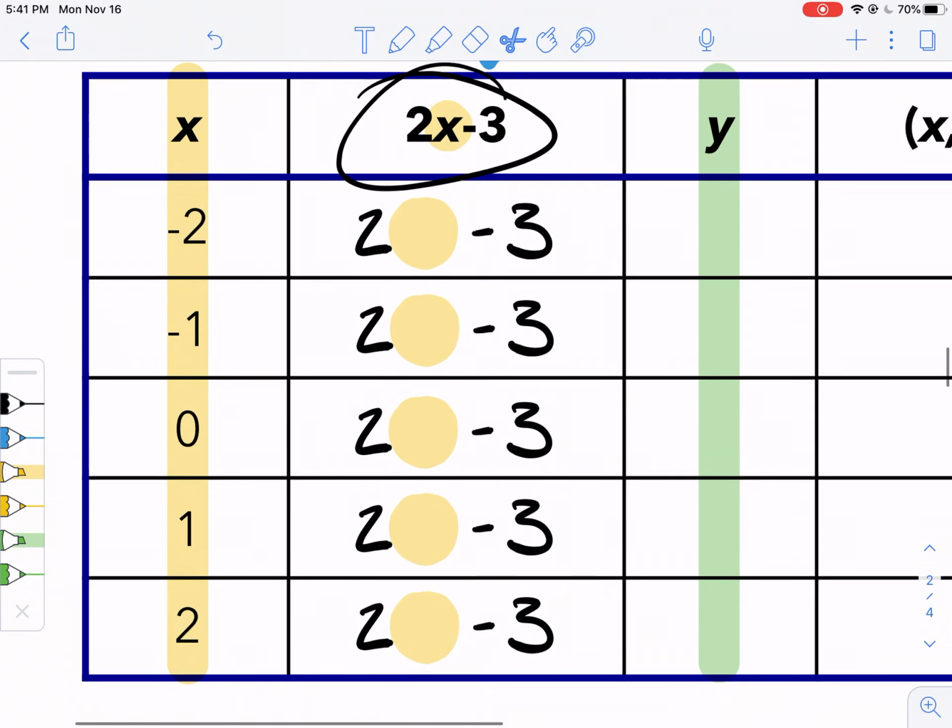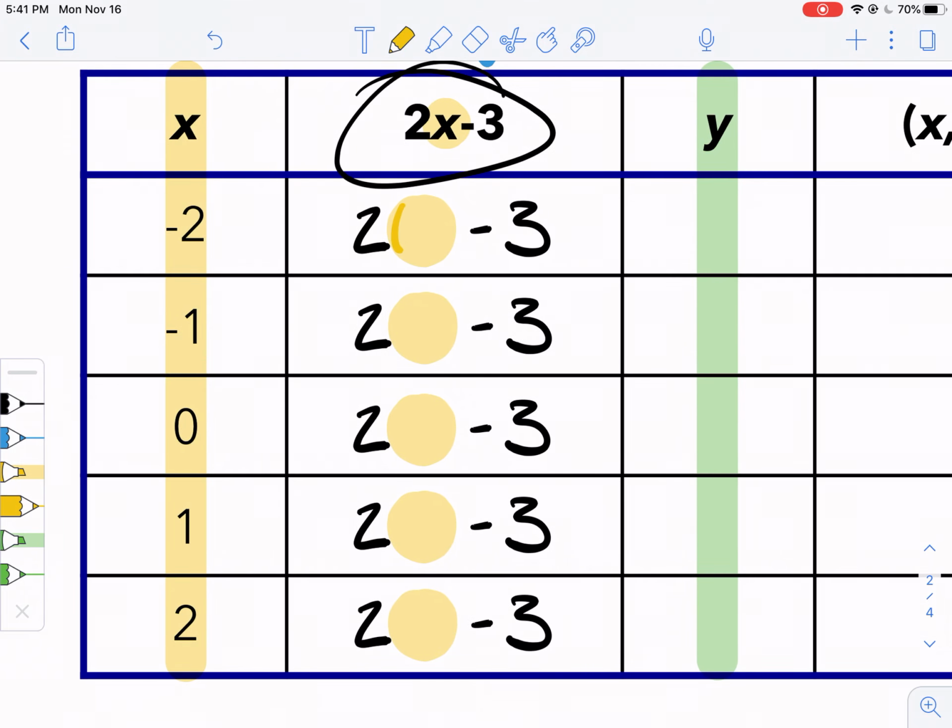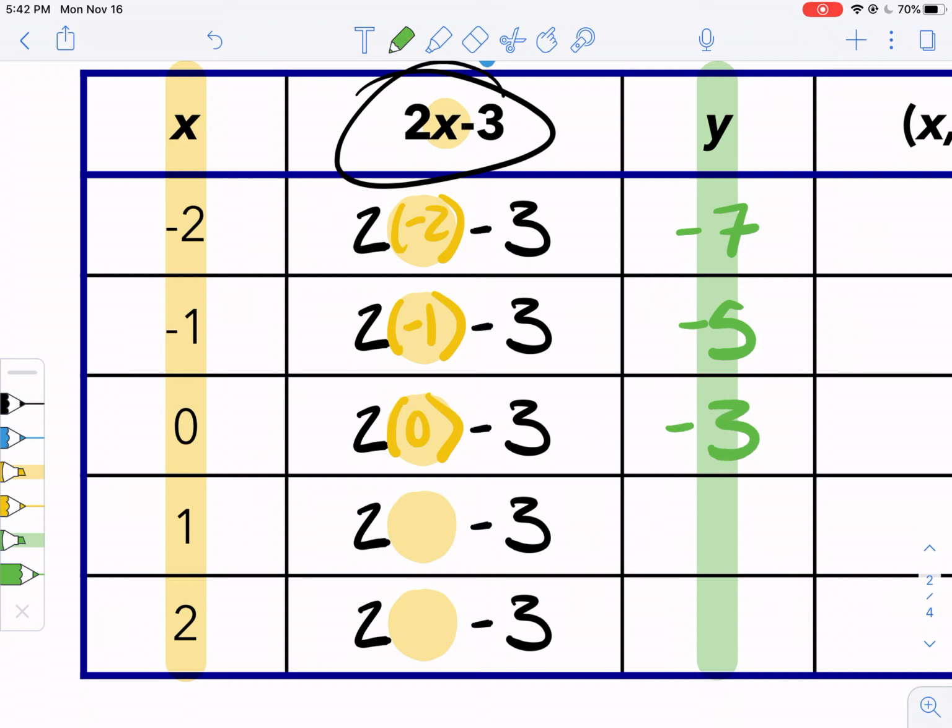Here we go. So for our first one, let's plug in -2 for x. 2 times -2 is -4, which minus 3 is -7. And then 2 times -1 is -2, which minus 3 is -5. After that, we have 2 times 0. I love 2 times 0. It's just 0. And minus 3, you get -3. And then for 1, we have 2 times 1 is 2, minus 3 is -1. And finally 2 times 2 is 4, minus 3 gives us a positive 1.